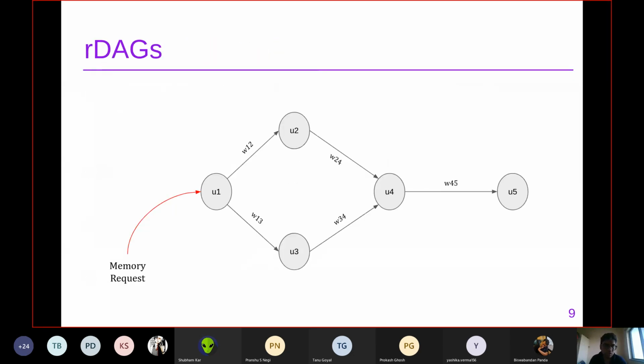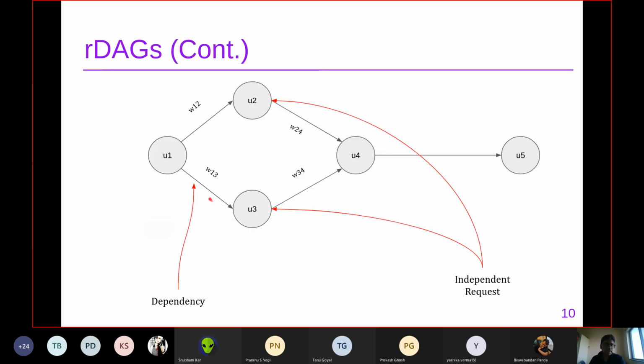So we'll look at what these RDAGs actually look like. This is just a directed acyclic graph where the vertex represents a memory request. The edge represents the dependency between two memory requests. So let's say that there is an edge between U1 and U3 memory requests. So U3 can only be started after the completion of U1. By putting an edge between these two requests, we represent that. And similarly, if any two requests don't have an edge between them, that implies that they are independent requests, which could be executed in parallel.